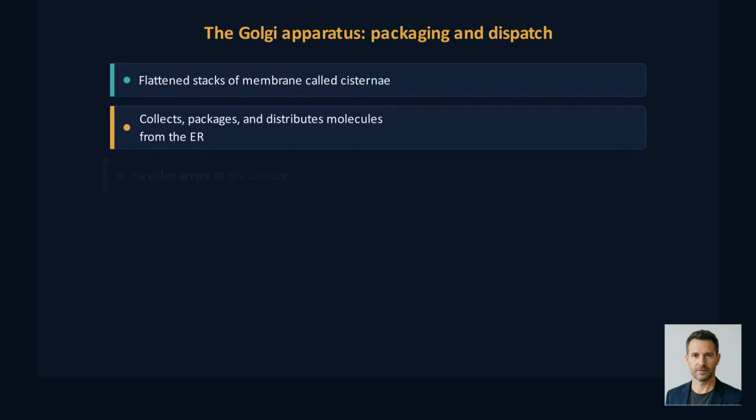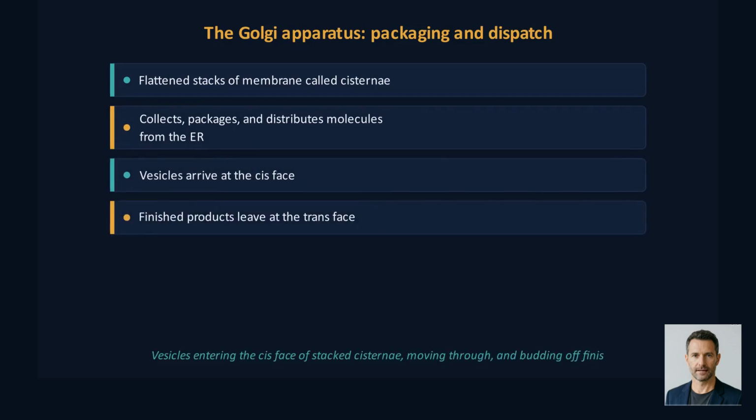That next station is the Golgi apparatus, the cell's packaging and dispatch center. Structurally it is a set of flattened stacks of membrane called cisternae. Its role is to collect, package, and distribute the molecules that were synthesized in the endoplasmic reticulum. And it runs as a one-way line with a clear direction.